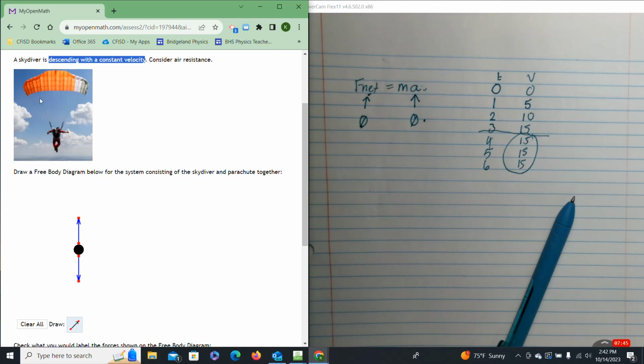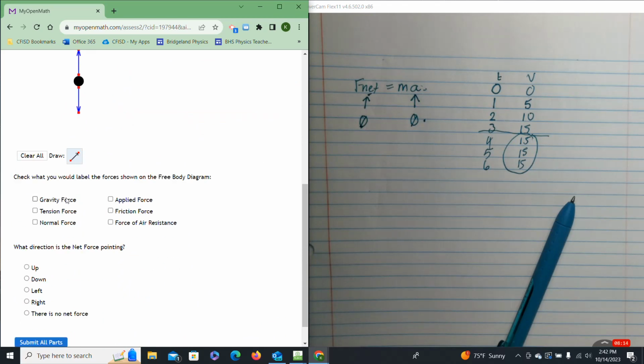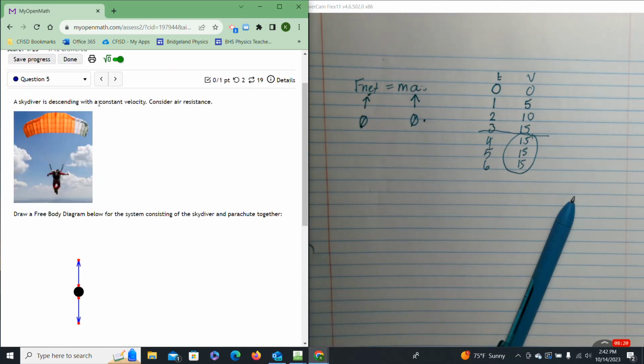I did have some students ask about the tension in these ropes, but because it says that the system is the two of them together, that tension is inside the system. It's not acting on the system. We're looking for the forces that are acting on the two of them together, and that's the air resistance and the weight. If you had been asked to draw the forces acting on the skydiver himself, then there would be tension here. But since it told us to include the parachute, we're not going to include tension. Gravity, air resistance, my net force, I don't have one. That's the point. If you see these words, constant velocity, your net force should be 0.